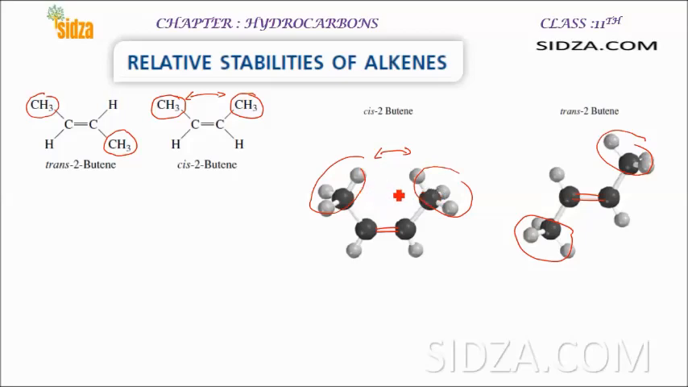In the cis, they are closer, so more repulsion means it will be unstable, right? Here, the groups are away, so it will increase the stability. That's why the trans is more stable than the cis 2-butene. Okay? Fine. Hope you got the concept.